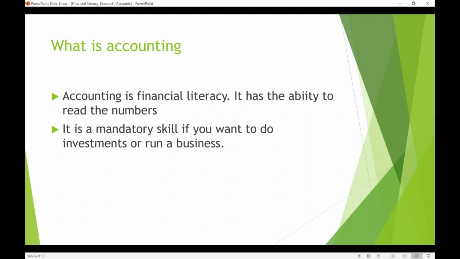So basically, understand what accounting is and how important it is. We learned about the taxation part in the previous session, but now we're going to look at accounting. The numbers are very important to become rich, especially to track your finances. Accounting is a financial literacy. It is the ability to read the numbers, and it is a mandatory skill if you want to do investments or run a business.